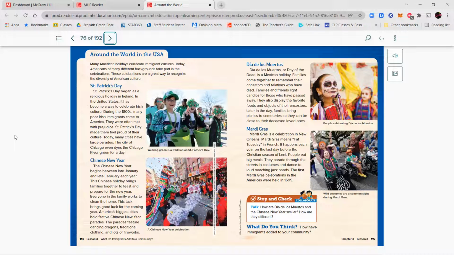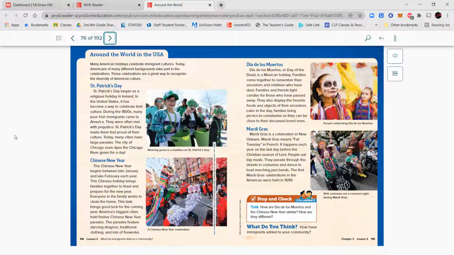Chinese New Year. Chinese New Year begins in late January or late February each year. This Chinese holiday brings families together to feast and prepare for the new year. Everyone in the family works to clean the home. This task brings good luck for the coming year. America's biggest cities hold festivals and parades for Chinese New Year. The parades feature dancing dragons, traditional clothing, and lots of fireworks.